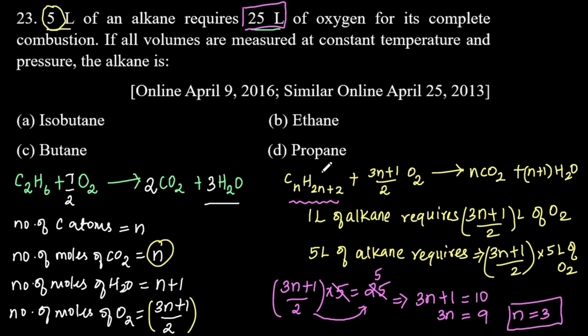So if you substitute this value of n in the general formula, CnH2n+2 becomes C3H8, since 2n plus 2 is 8. C3H8 is nothing but propane. So the alkane is propane.